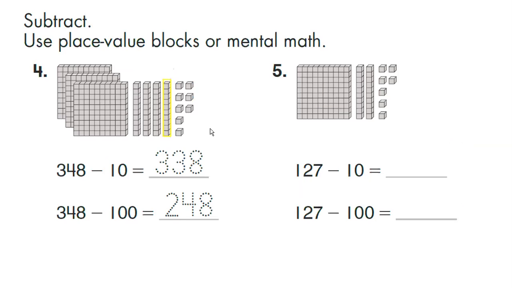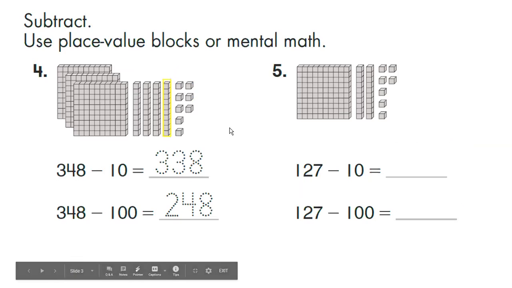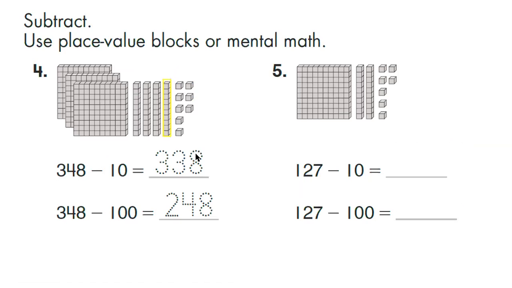Okay, so here's some more practice. This is on the second page, I believe, of your activity sheet. So 348 minus 10. They took away a group of 10, so their answer became 338. Our hundreds stay the same, but our 10s change. We only have 3 groups of 10 now, since we subtracted 10 away, and our 1s stayed the same.